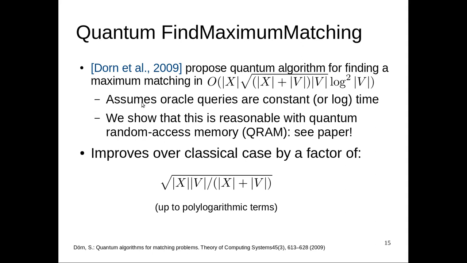This assumes that oracle queries are done in constant or log time, and we actually show in the paper that this is reasonable with the use of something called quantum random access memory, so see the paper for more details on that. And this quantum algorithm improves over the classical case by a factor of this expression up to polylogarithmic terms.